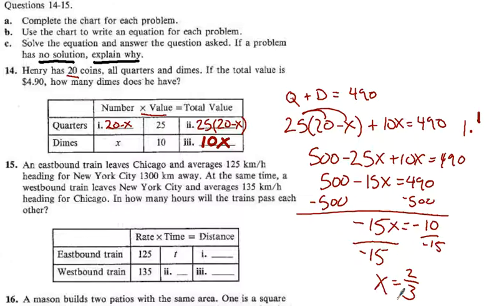Now, is it possible for me to have 2/3 of a dime? Not so much. So this exercise has given me an impossible answer. Well, since I have an impossible answer, I know that this is not possible. Therefore, there is no solution because I cannot have 2/3 of a dime.